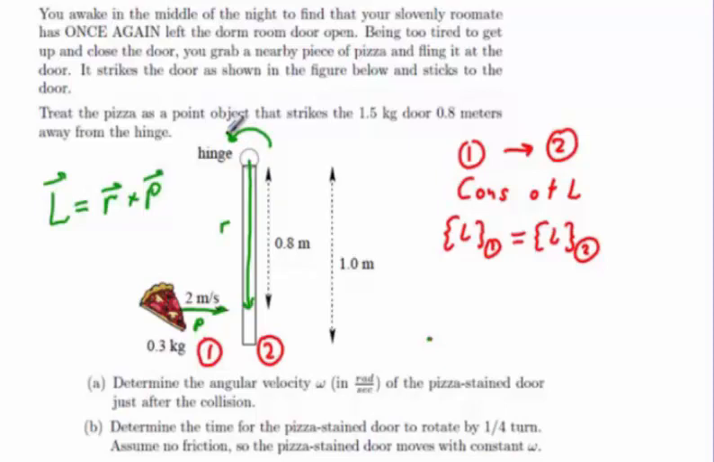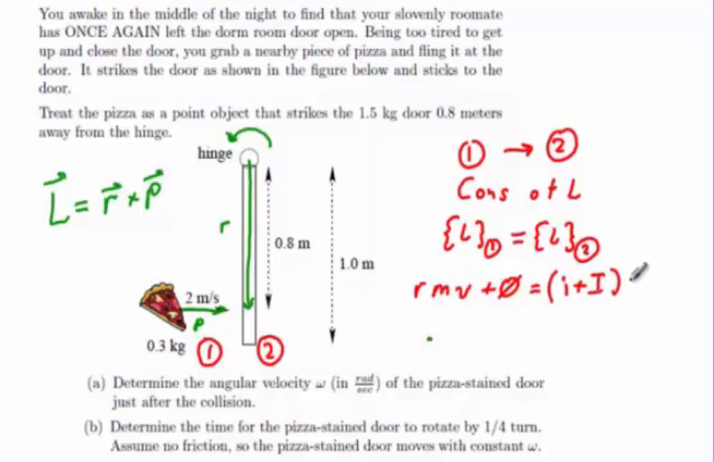Since r and p are perpendicular to one another, we won't need a sine of any angle, but we'll simply be able to write the radius lowercase r times the momentum, which is expressed as m times v. In the initial moment, the door has no angular momentum, and so this finishes our total for the angular momentum before the collision. After the collision, we will have a pizza-stained door, and the total moment of inertia of that pizza-stained door will include the moment of inertia due to the slice of pizza, as well as the moment of inertia of the door itself.